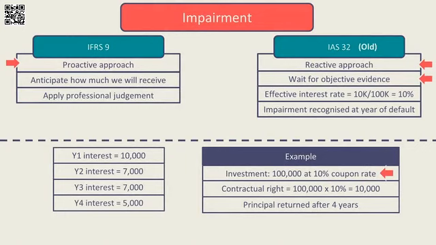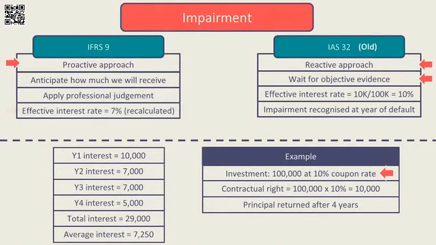Now, what we would do under IFRS 9 then is to recalculate the effective interest rate, and taking those anticipations into consideration, you can see that the effective interest rate comes down to 7%. So although we're contractually entitled to receive 10%, we will use an effective rate of 7% throughout the life of the instrument, and thus it smooths out the effect of any impairment that might arise.